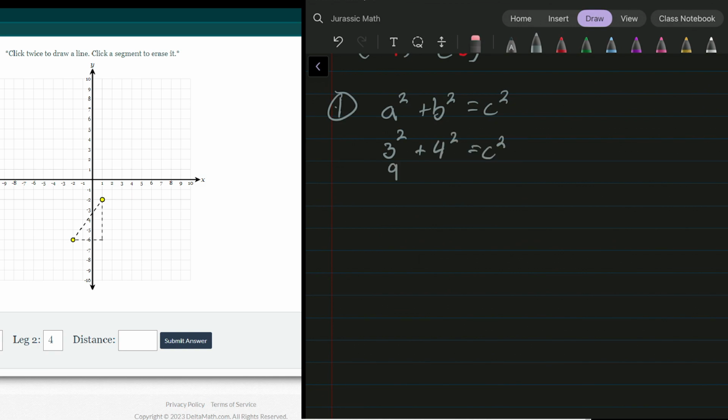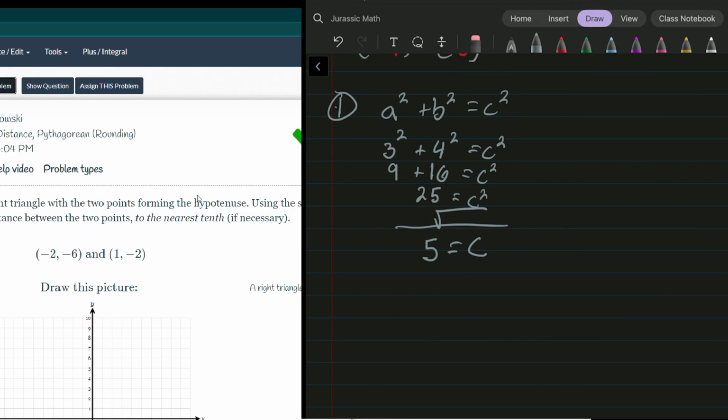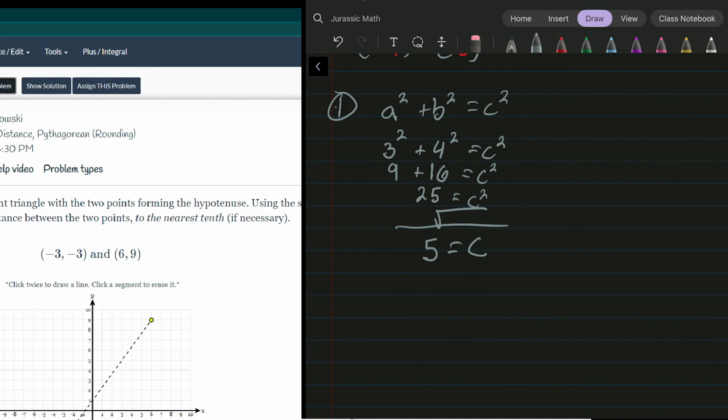3 squared is 9 plus 16 equals C squared. 9 plus 16 is 25. And then the final step is to square root it. And the square root of 25 is 5, because 5 times 5 is 25. We could put a 5 in. Submit. Yes. And there we go. Let's do another one.